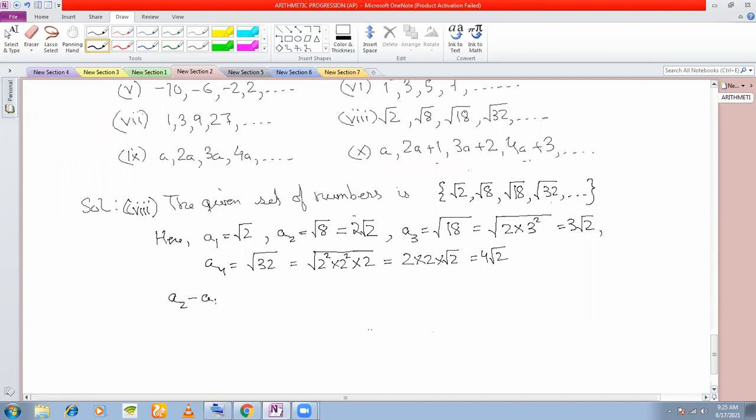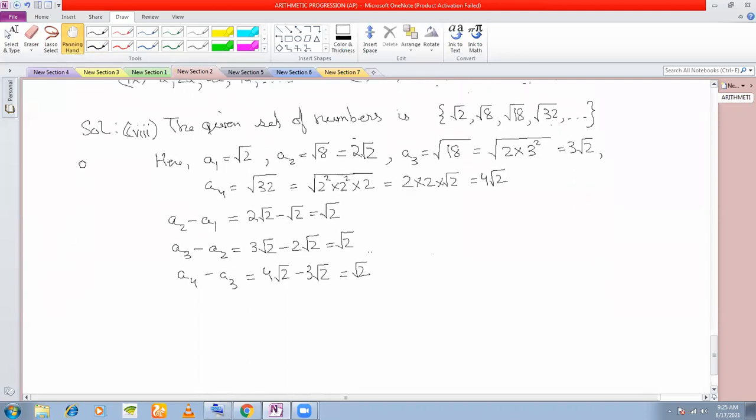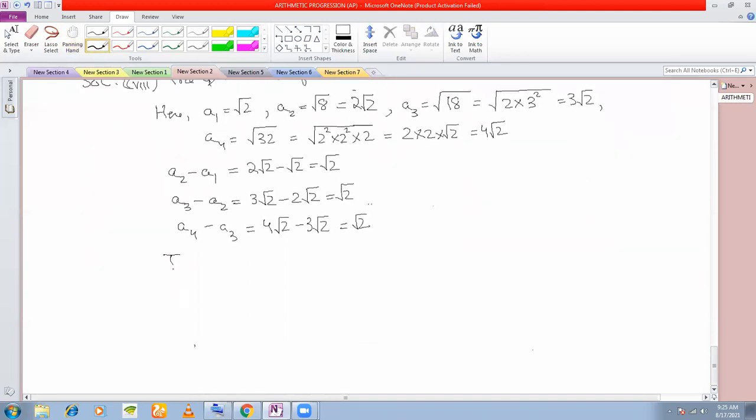So A2 minus A1 is equal to 2 root 2 minus root 2, which is simply root 2. A3 minus A2 is 3 root 2 minus 2 root 2, which is equal to root 2. A4 minus A3 is 4 root 2 minus 3 root 2. So all the differences you are getting are root 2. So what do we say?